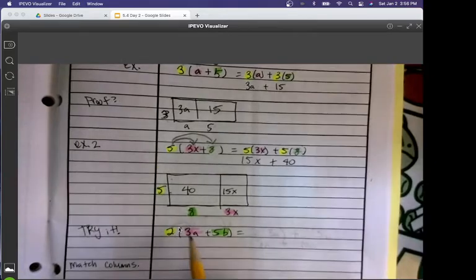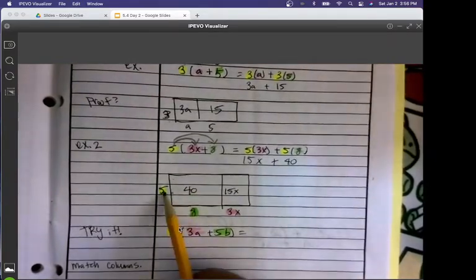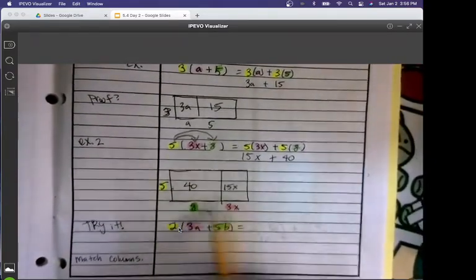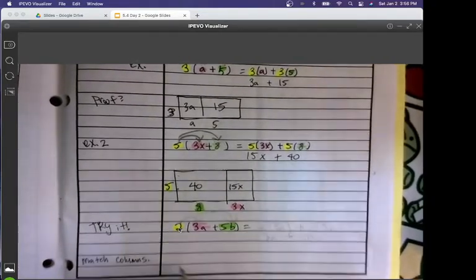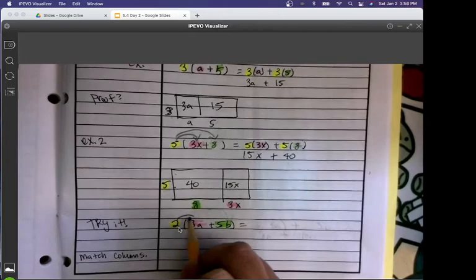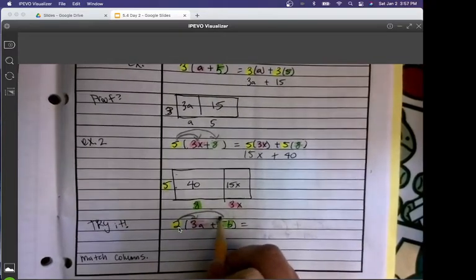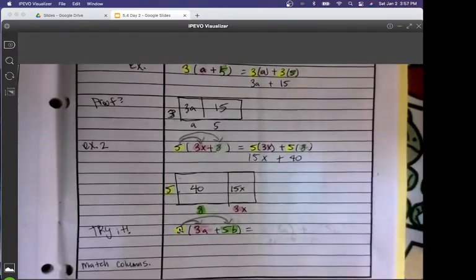Also drew it out for you, just in case you needed to see that. 5 times 8 is 40, 5 times 3x is 15x. So there's your proof for that. Now I want you to try it. I want you to take a minute to pause and see if you can simplify using the distributive property.